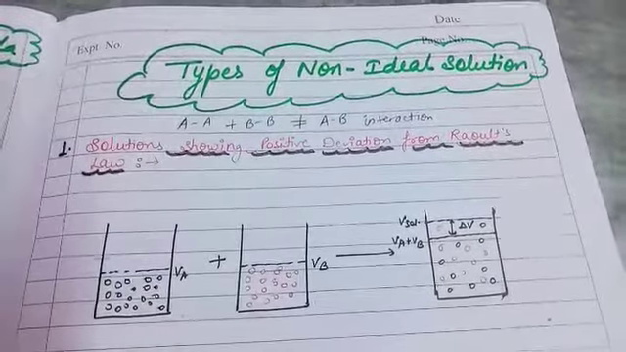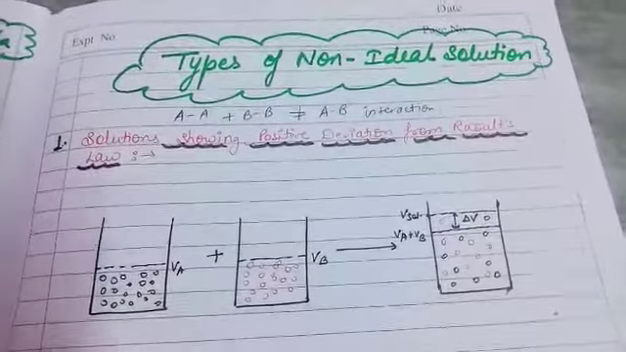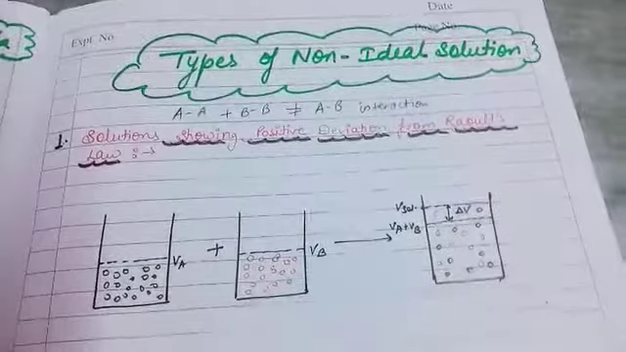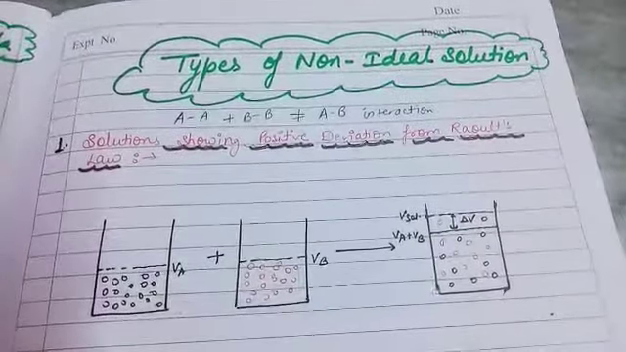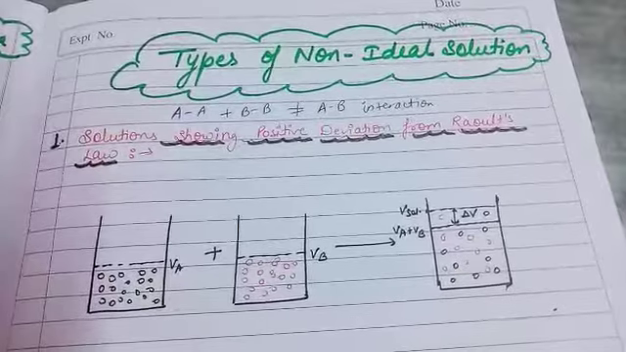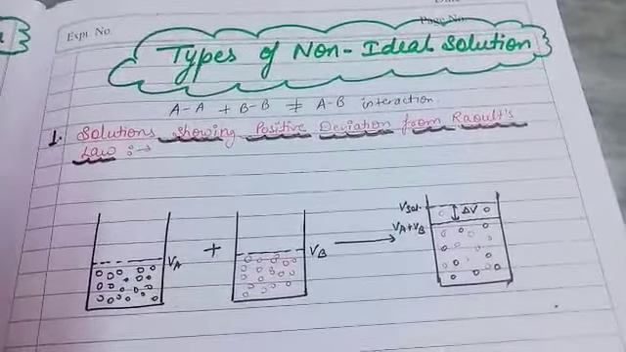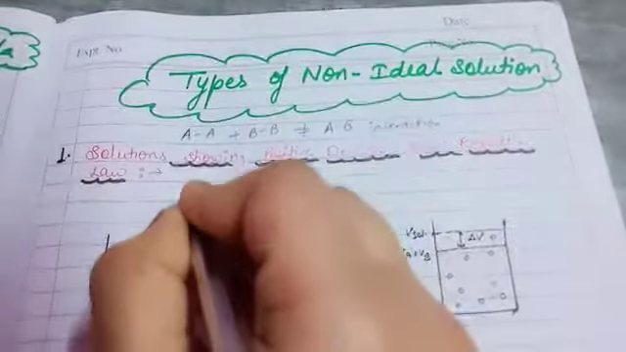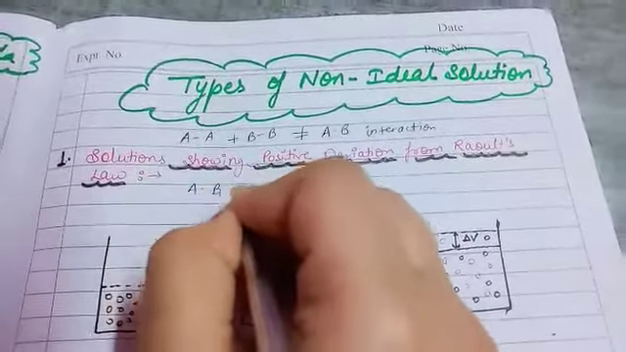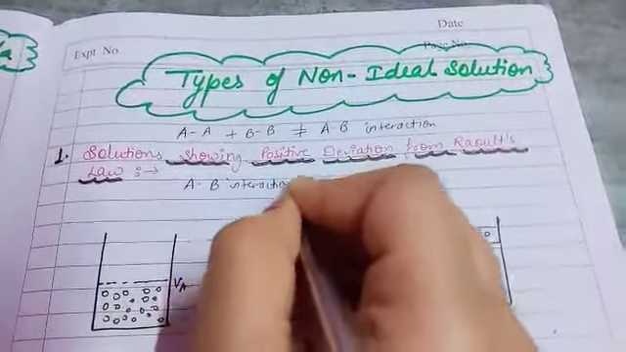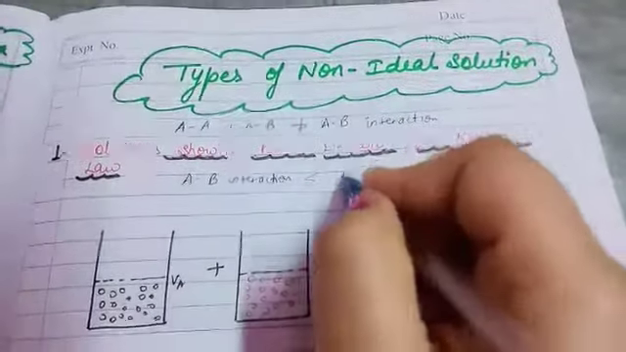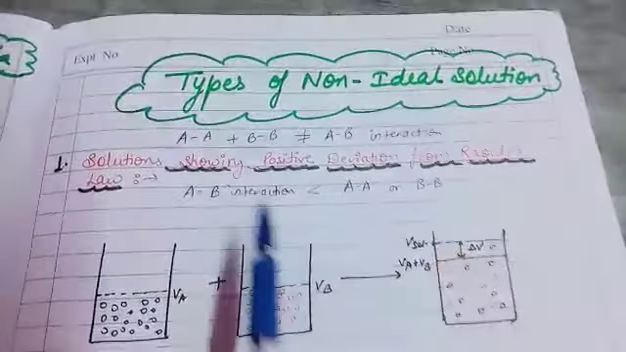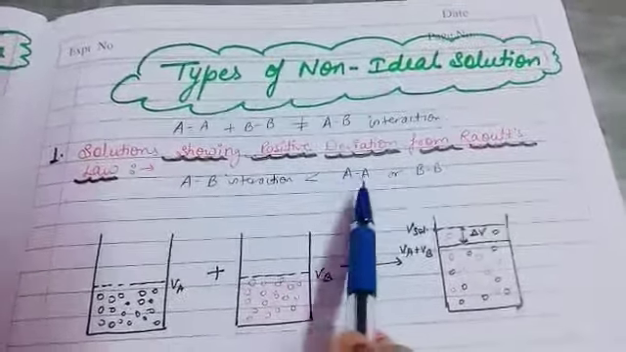The first one is solutions showing positive deviation from Raoult's law. Which type of solution shows positive deviation? Keep in mind that this type of deviation is shown when the AB molecular interaction is weaker than the AA interaction or the BB interaction. The interactions are weak.